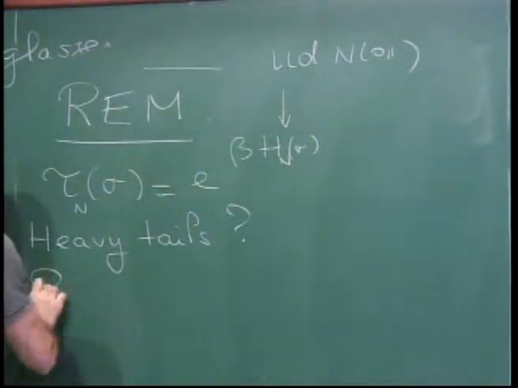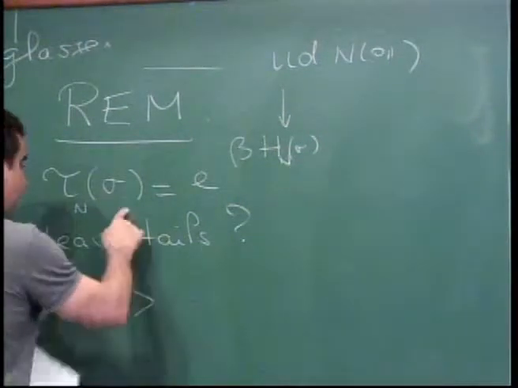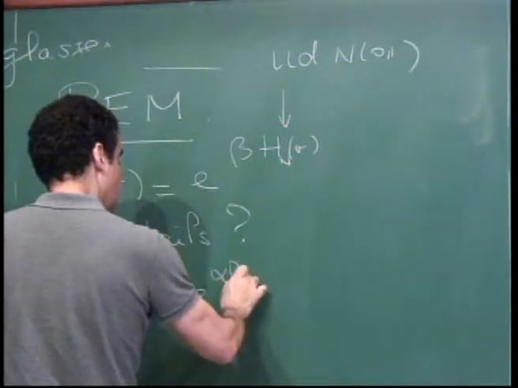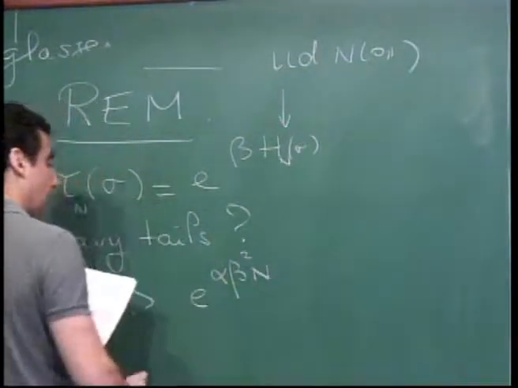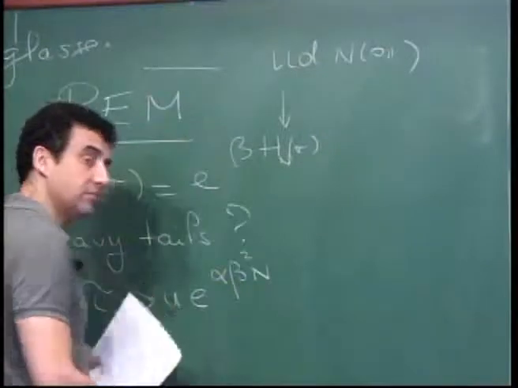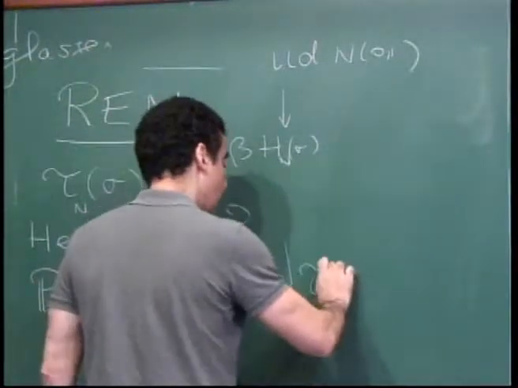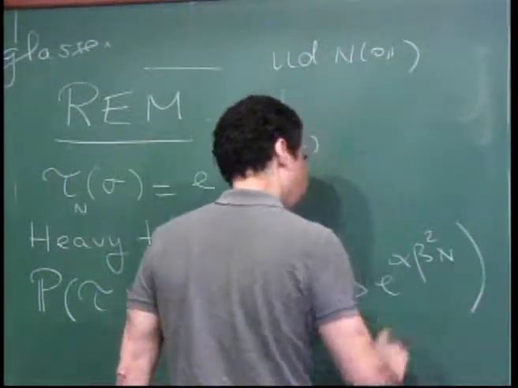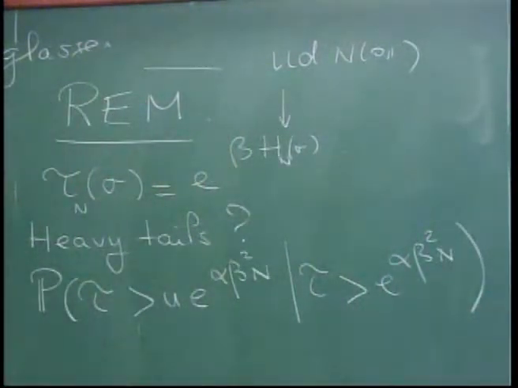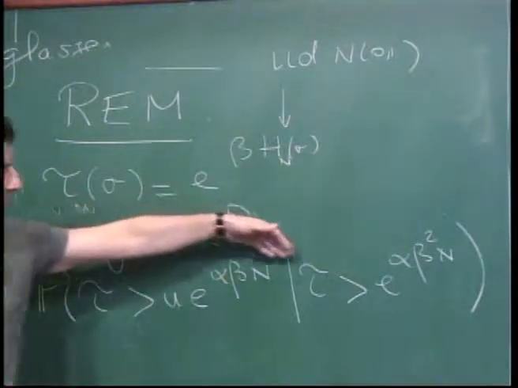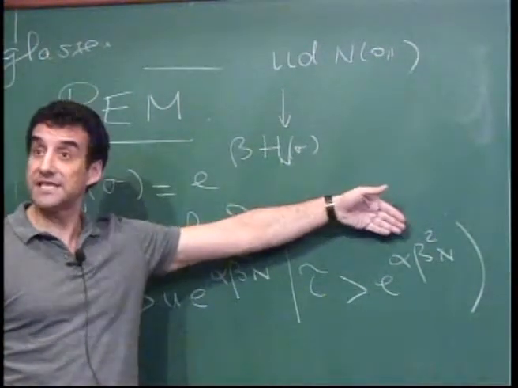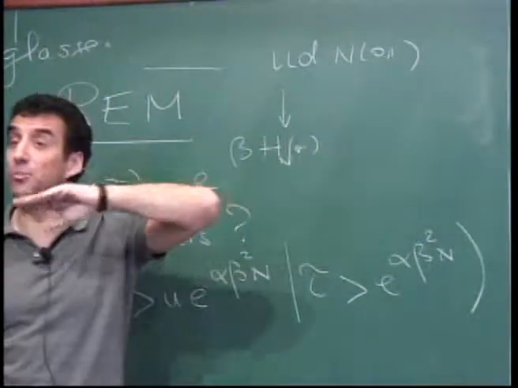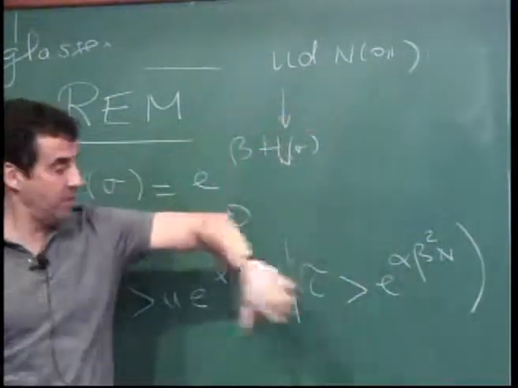So let's do the following computation. What is the probability that this tau is larger than exponential alpha beta square n multiplied by a number u, knowing that tau is larger than exponential alpha beta square n? Right? So let's look at this computation. I look at all the traps that are deeper than this, that are in this scale, which means essentially I'm looking at the points where the H are below this level.